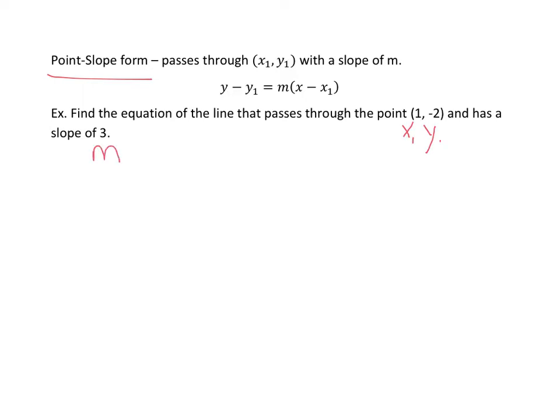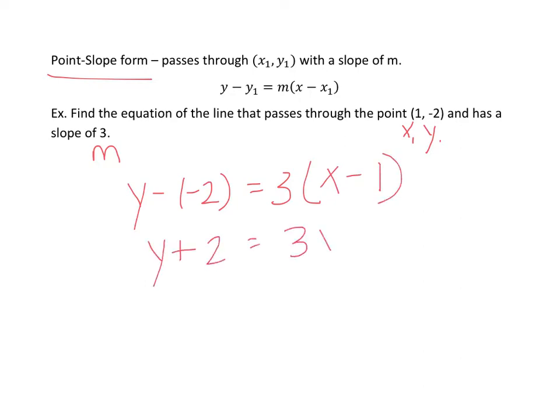So there's my m. So I'm going to do y minus negative 2 equals my m of 3 times x minus 1. So this is y plus 2 equals 3 parentheses x minus 1. Point-slope form, you do want to leave this factored out so it's easy to identify your slope.